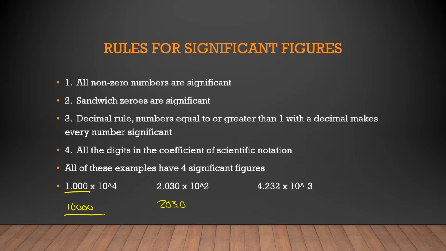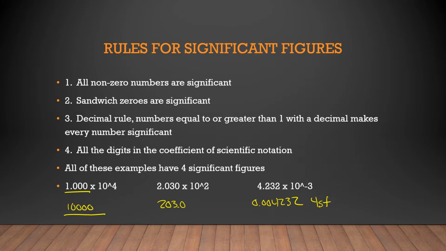And here, 4.232 times 10 to the negative third. That is 0.004232, like this: 4, 2, 3, 2. Again, here we only have 4 significant figures. We'll talk about why that is in a second, with why the zeros in front aren't significant.